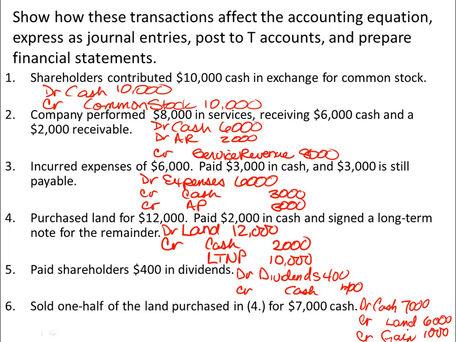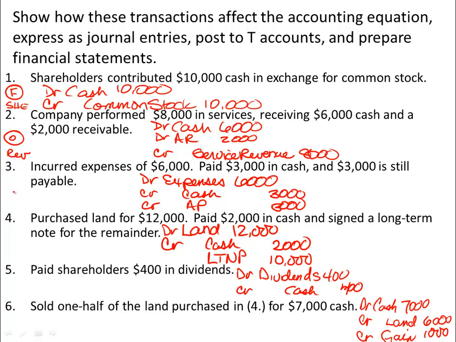Now the one thing we haven't done is identified whether they're operating, investing, or financing activities when cash is involved. And you'll remember in number 1 that if we're talking about shareholders' equity, which is common stock, that it's a financing activity. And in number 2, if we're talking about revenue, then we're talking about an operating activity, because it's our day-to-day business to sell.